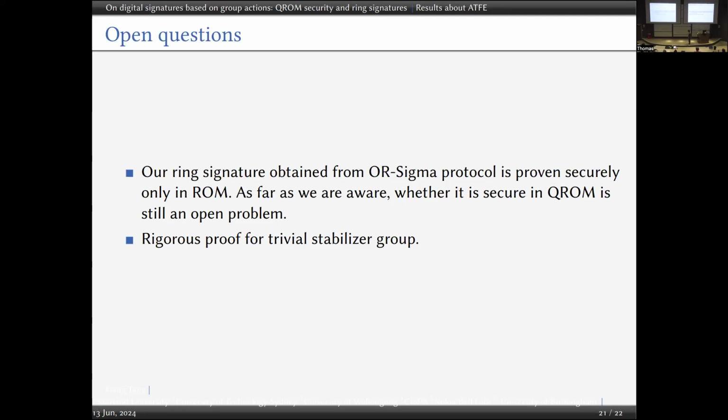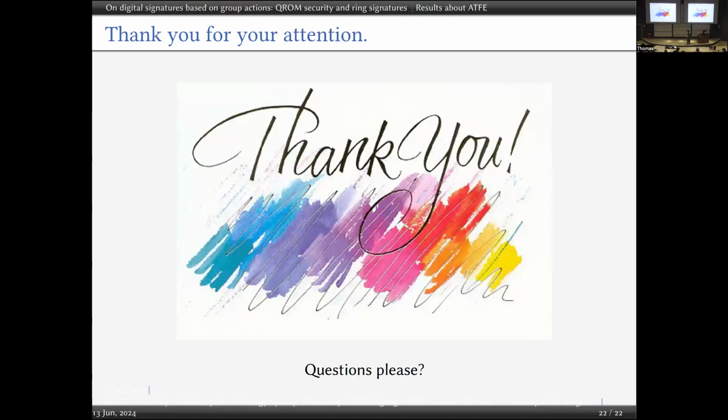Okay, so let me end with two open questions. The first one is that we actually don't have QROM security for such a ring signature, so it's still open. And the second one is that we just have some experimental evidence that the stabilizer group is trivial, so a rigorous proof is still open. Thanks for listening.